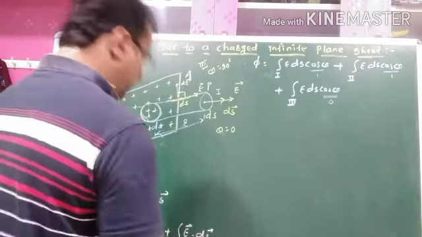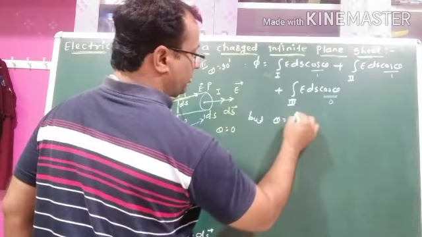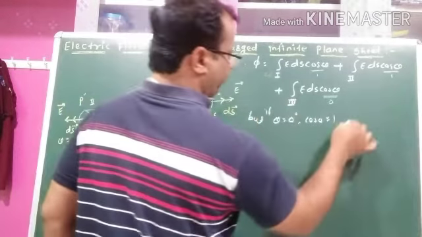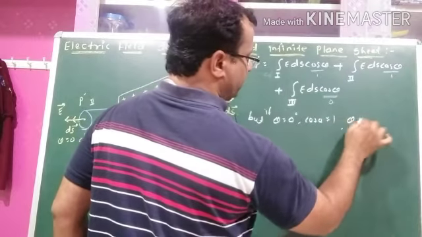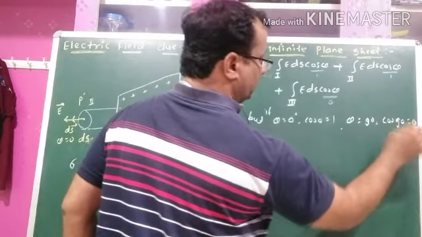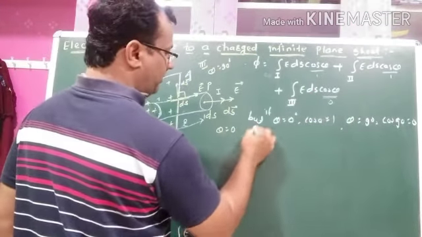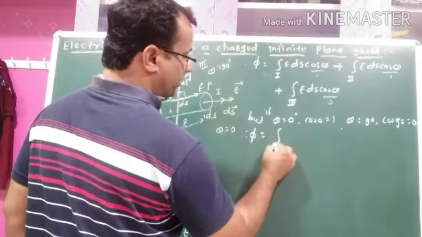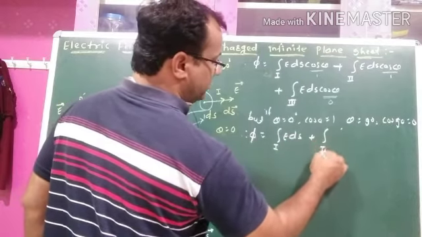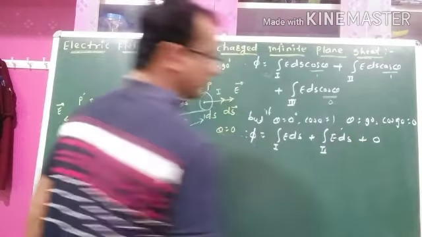So here we write that angle theta. If theta is equal to 0, then cos 0 is equal to 1. If theta is equal to 90, then cos 90 is equal to 0, right. So using these values we want to write down this equation. Therefore phi is equal to the integration for the first one, E ds, plus the integration for the second one, E ds, plus for the third one it is 0.